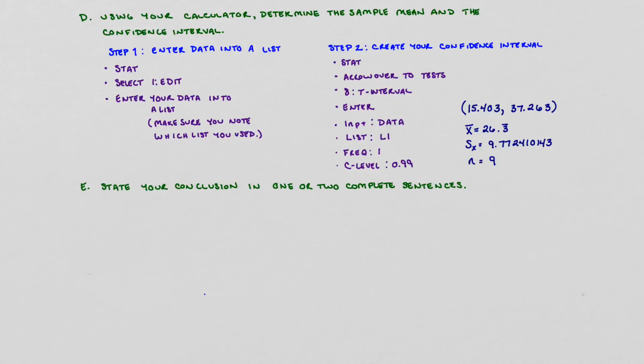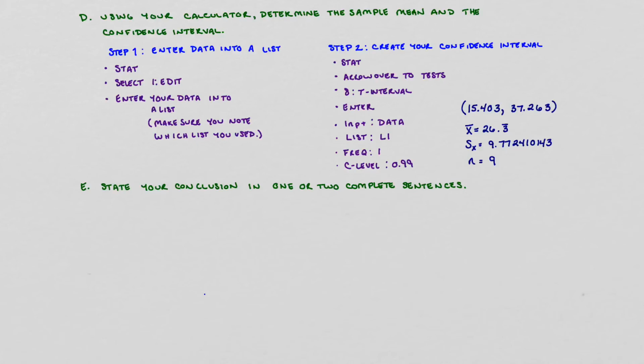Other output that we receive from doing this t-interval process in our calculator, we get our sample mean, which is around 26 1/3. We get a sample standard deviation, so the calculator actually takes care of that for us, and that's around 9.77 if we rounded that to the second decimal place. And then our sample size, which we had known from the very beginning, is equal to 9.